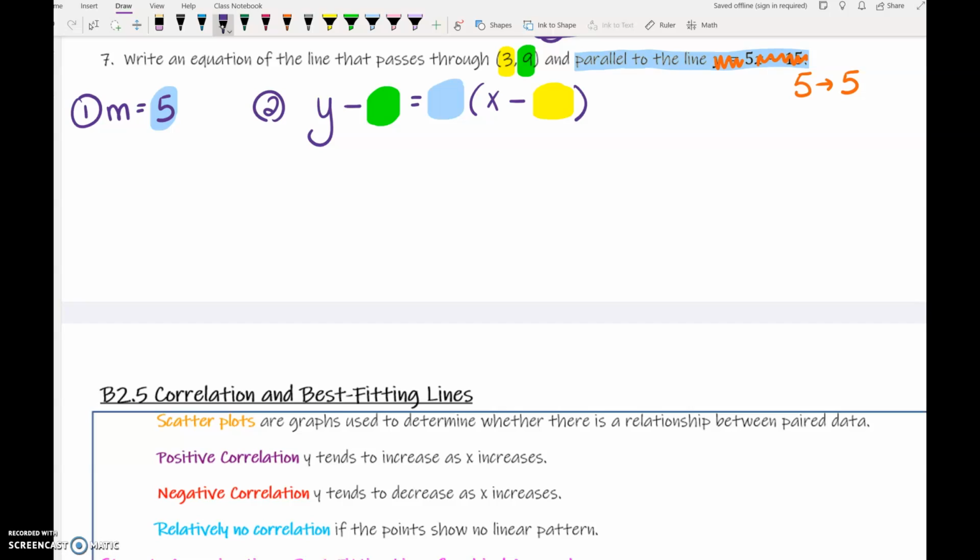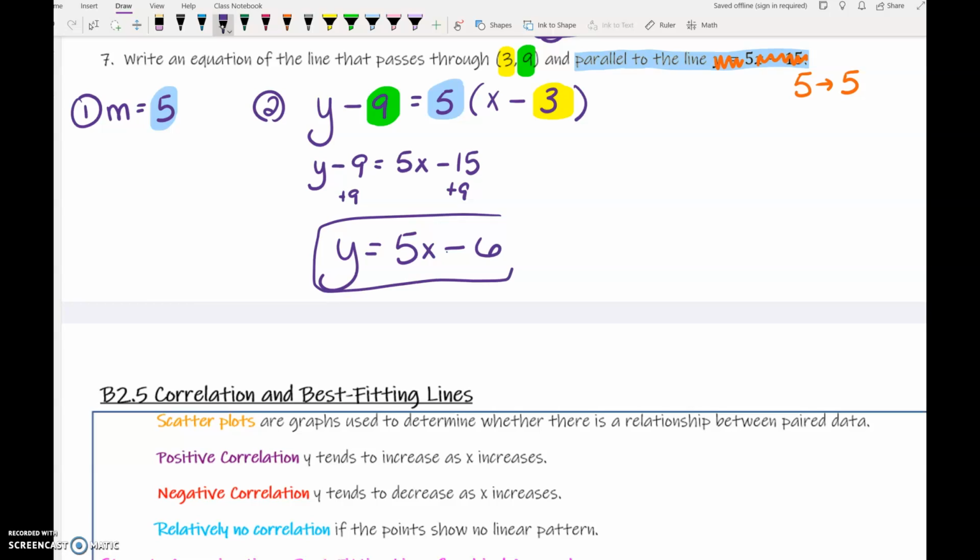Okay, we would do y minus 9 equals 5 times the quantity x minus 3. When we distribute our slope, we would have 5x minus 15. Add 9 to both sides. Y equals 5x minus 6. Did I do my mental math correct? Okay. You got to check my mental math. It's not always good.